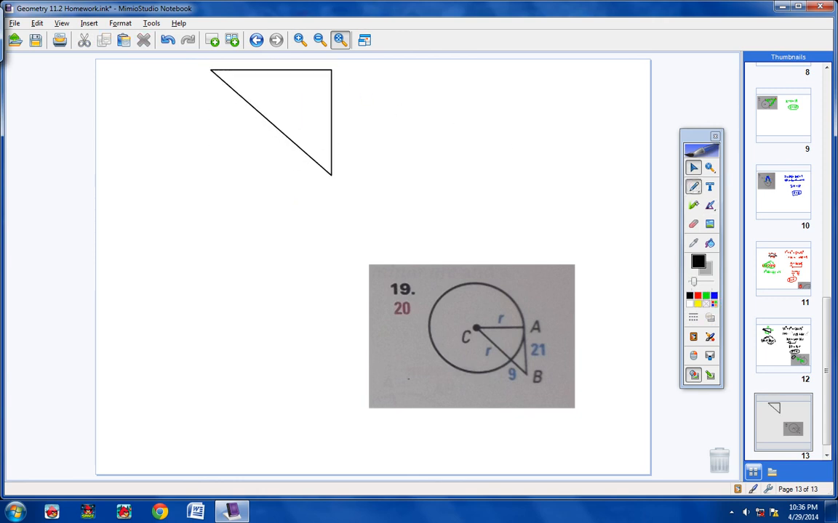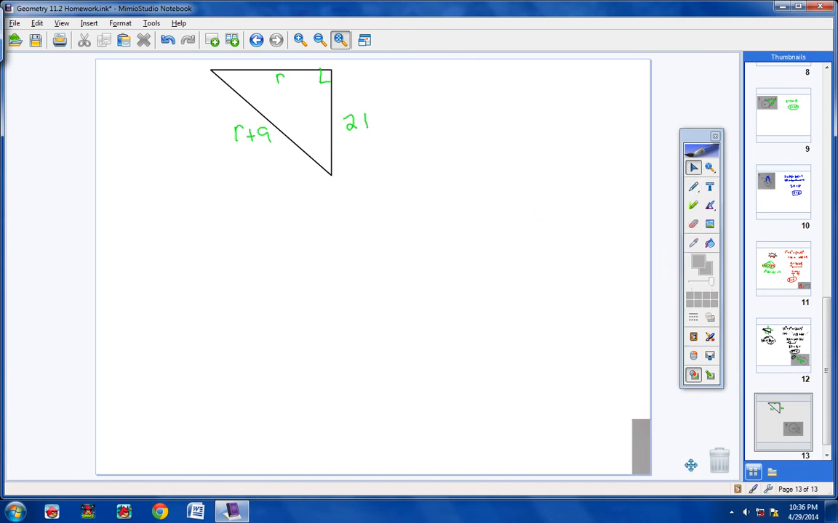Alright, and what we have here is we have a right angle here, and this side up here is r, and this side here is 21. And then notice here in the diagram, from here to here is r, and then from here to here is 9. So this whole length right here for the hypotenuse is r plus 9. Okay, so let's go ahead and solve for r, and we're finished with the homework assignment.